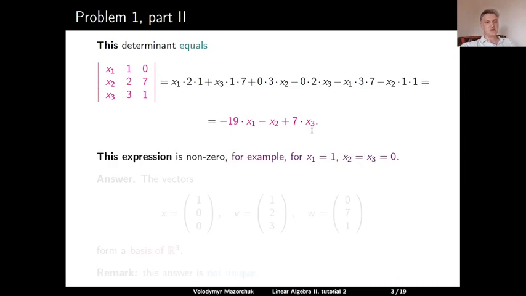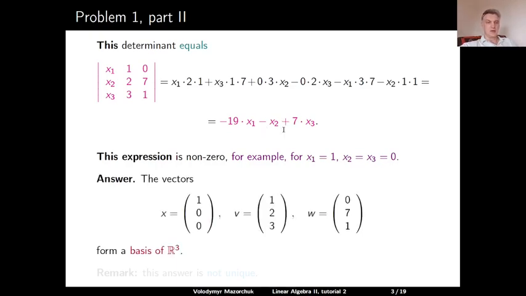This expression is non-zero, for example, if we take the non-zero vector with x1 equal to 1, and x2 and x3 equal to 0. Then the value of this expression is minus 19, which is non-zero. So as an answer, we can take as this additional vector x the vector 1, 0, 0, and then the vectors x, v, and w form a basis of R3.